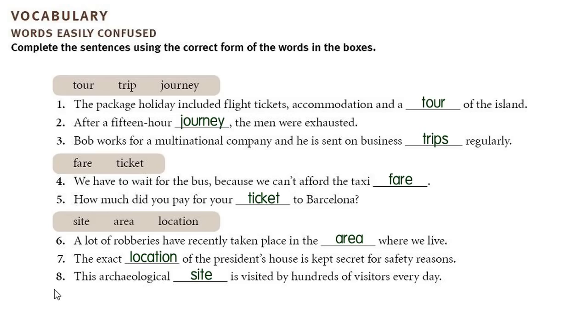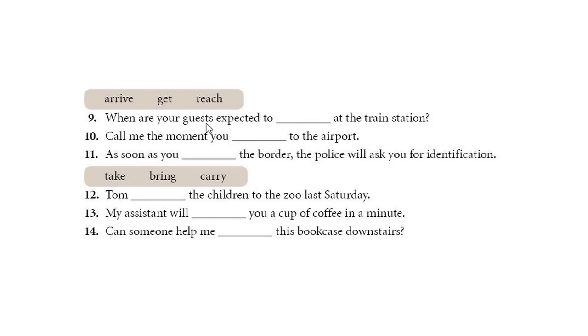Location يعني موقع. Number 8. This archaeological site is visited by hundreds of visitors every day. Site يعني مكان أو موقع إلى السياح. وفي هذه الحالة موقع تاريخي. Number 9. When are your guests expected to arrive at the train station? Arrive وصول. Number 10. Call me the moment you get to the airport.